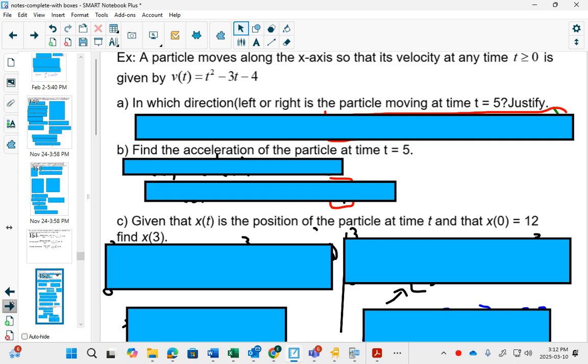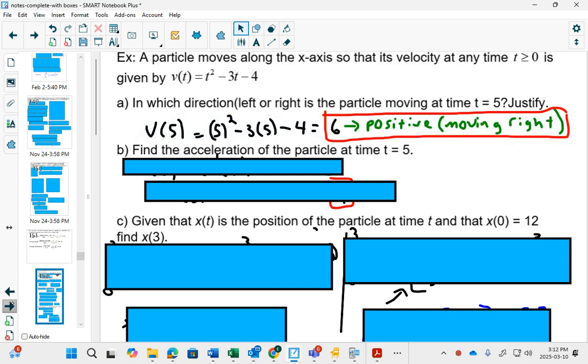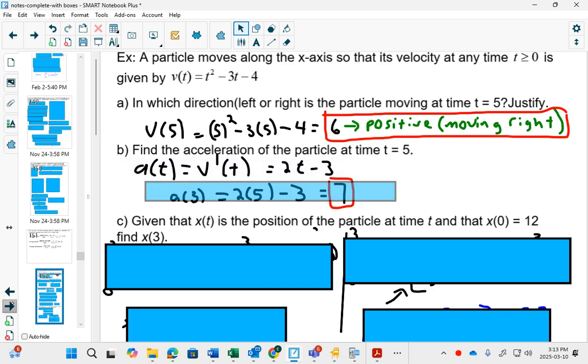So we've got a velocity, and this particle is moving just along the x-axis. In which direction is it moving at t equals 5? Well, if we plug in t equals 5, we get a velocity that is positive. Positive will mean it's moving to the right. A negative velocity would mean that it's moving to the left. Find the acceleration at time t. Well, just find your derivative to get your acceleration formula and plug in 5. No problem.